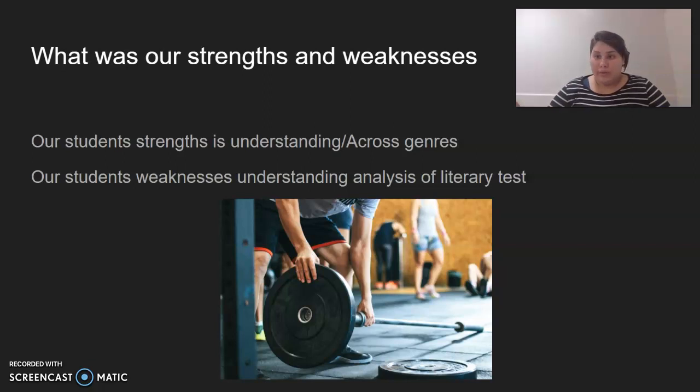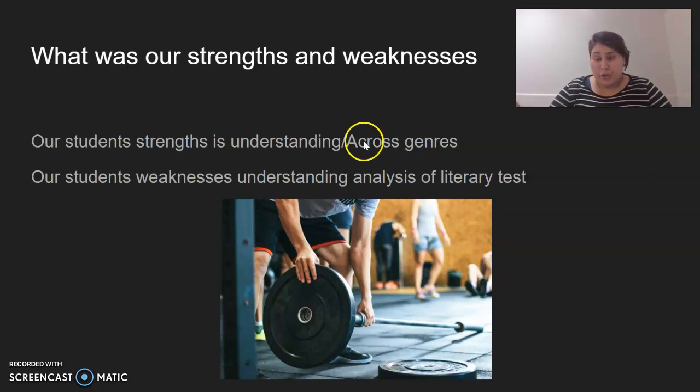Where those students struggled, where all our students struggled, our weakness was understanding and analyzing of literary text. This was category 2 in our STAAR test. Again, this is the fiction, literary nonfiction, like autobiography, poetry, and drama. What does this tell us?